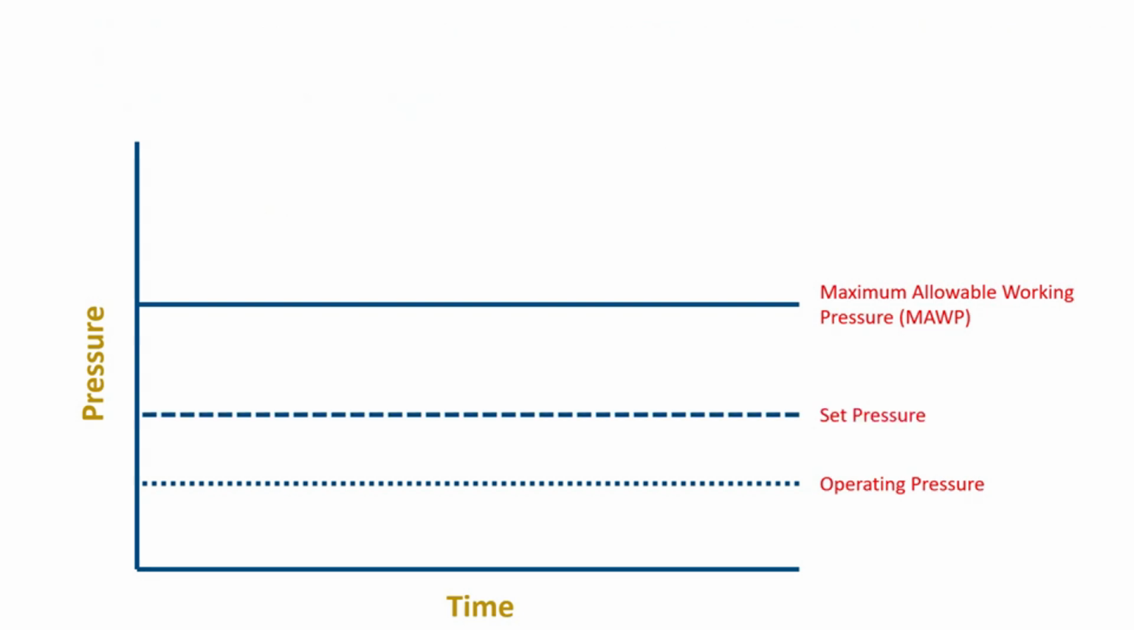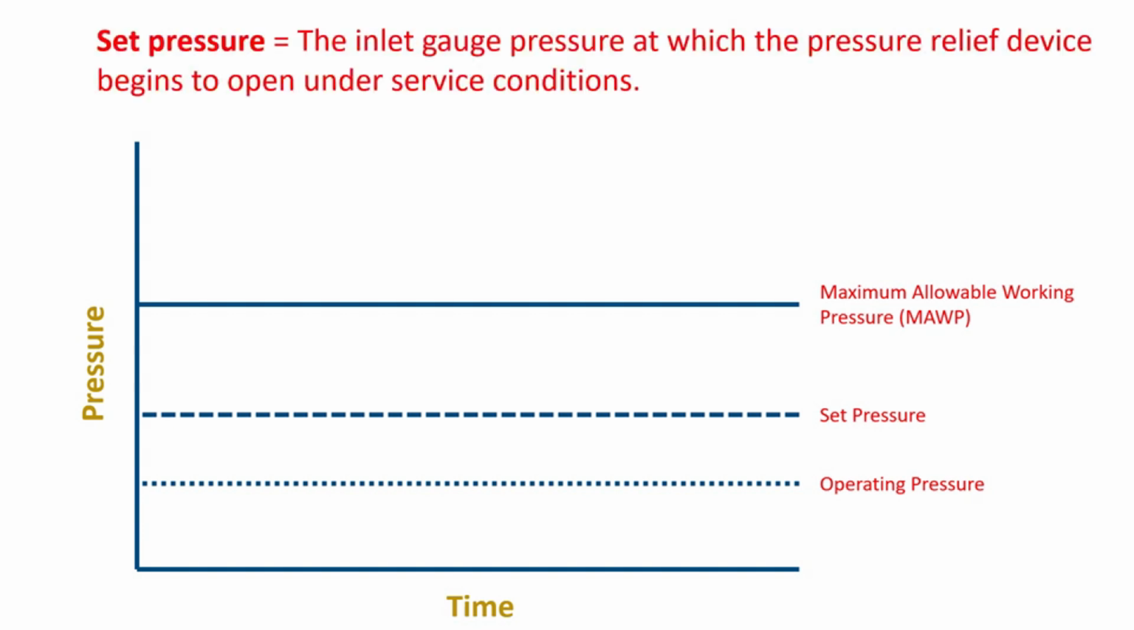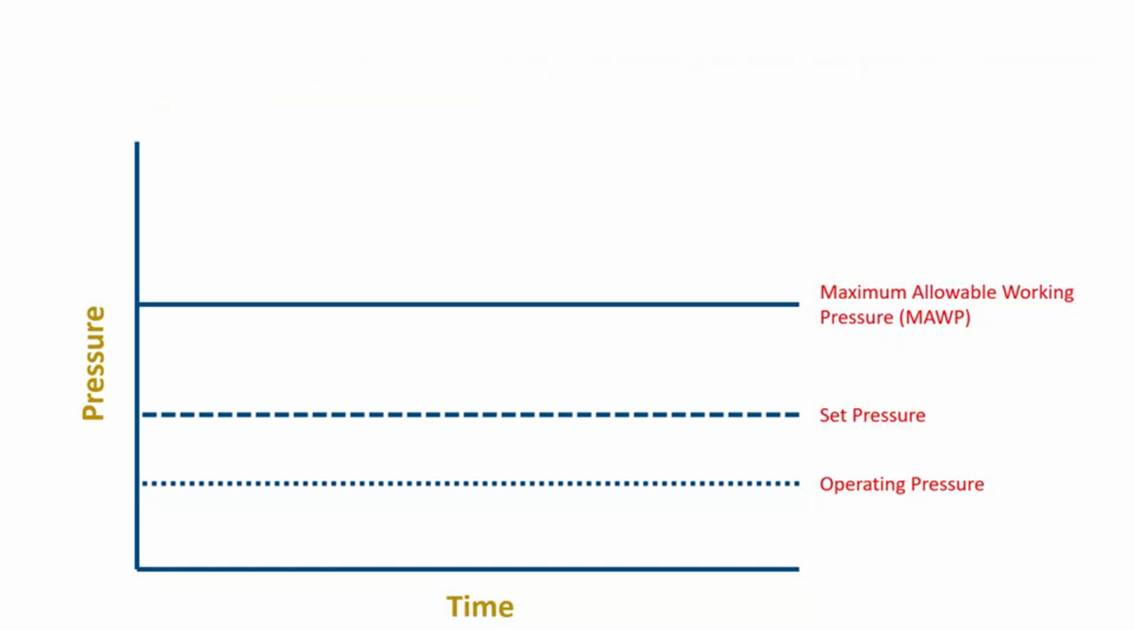Now turning our attention to the relief device, the set pressure is the inlet gauge pressure at which the pressure relief device begins to open under service conditions. Looking at an example pressure excursion event, we see a case here where the pressure exceeds the set pressure, leading to the pressure relief device beginning to open. And also, as the pressure is being relieved from the system, the pressure exceeds the maximum allowable working pressure.